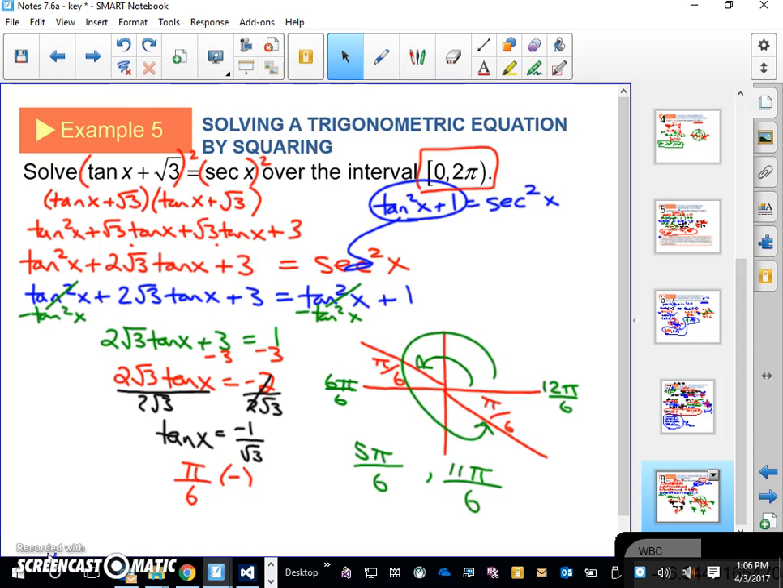Now, there's one more thing that's kind of important. When we squared both sides, we created extra answers that weren't really there. And I'll prove it to you real quick with a simple example. If I said x equals negative 5, and you squared both sides, you'd have x squared equals positive 25.